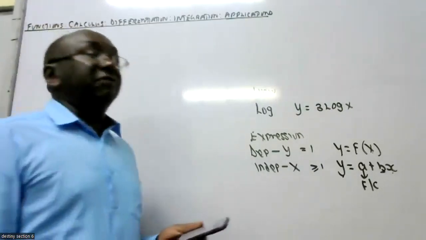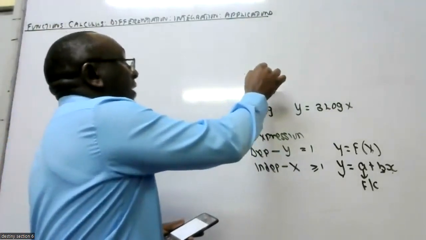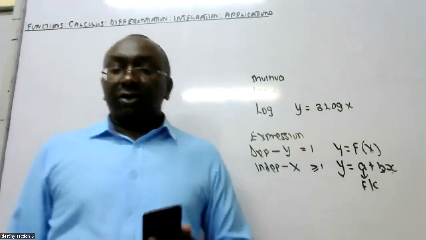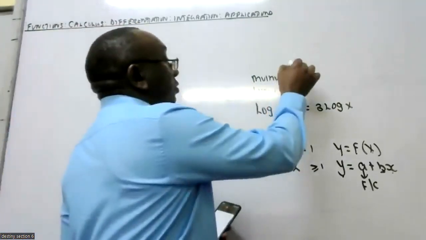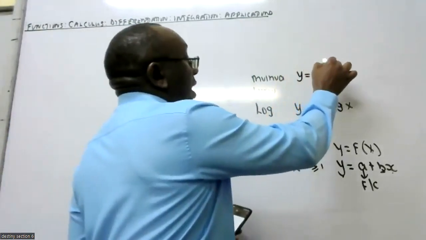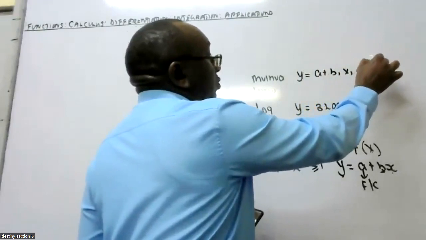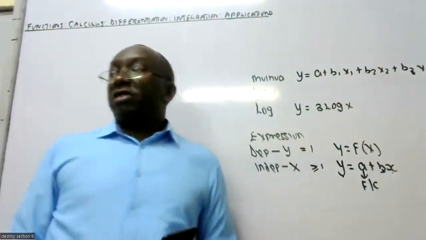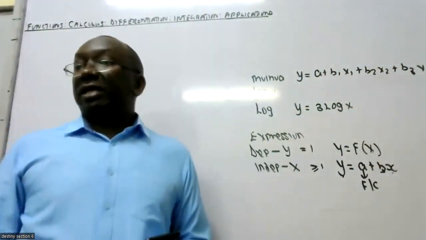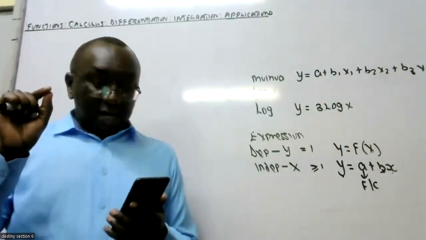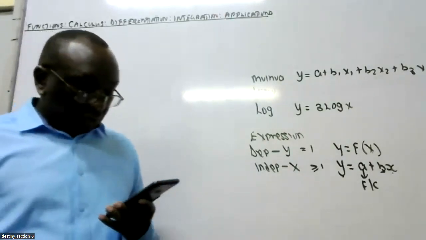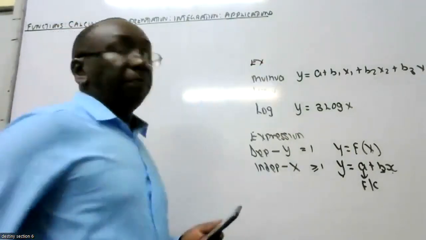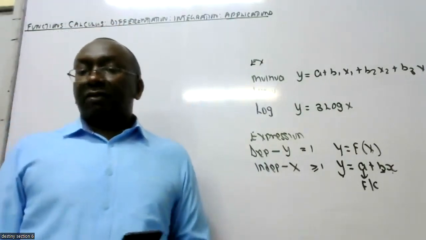Then we have what we call multivariate function. Now, multivariate functions are functions that have more than one independent variable. For example, y is equal to a plus b1 x1 plus b2 x2 plus b3 x3, and it continues that. Now, that one is called multivariate because it has more than one independent variable. Then we have what we call exponential functions. Now, an exponential function is a function whose independent variable is part of the power.